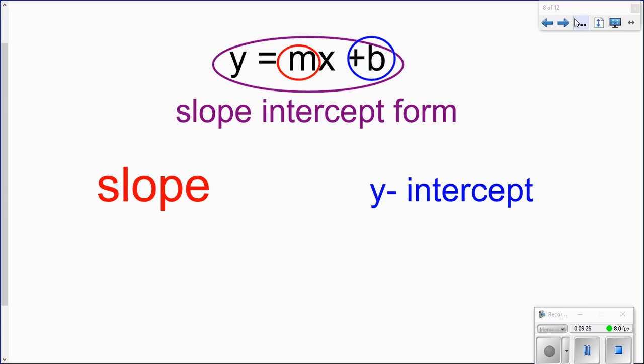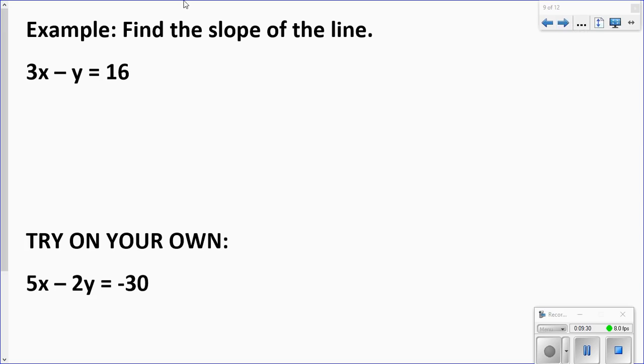So, if we had to find slope from a line, which is even easier, our main focus is to get it in slope-intercept form, and that way we can figure out what the m is. M is always the one that's going to be multiplied with x. So, if we get an equation like this, 3x minus y equals 16. By the way, this is another form you're going to learn. It's called standard form. But for right now, we're going to pretend like we don't know it, because we don't.